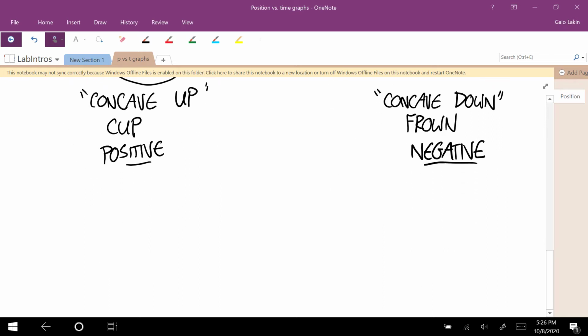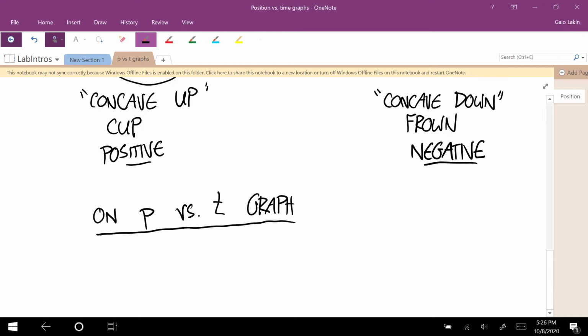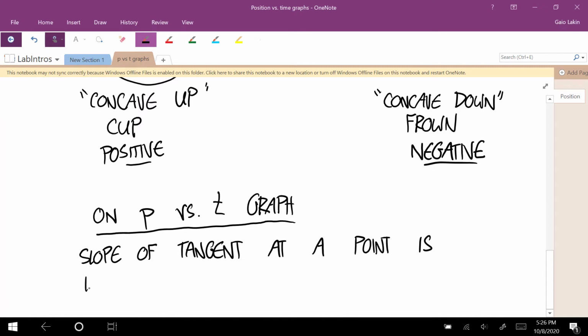Okay, so now in a little more detail, let me talk about how this relates to position versus time graphs. So on a P versus T graph, the slope of the tangent line at a point is the instantaneous velocity.